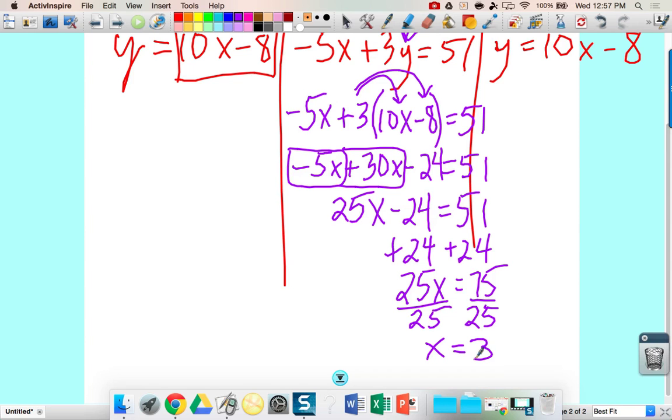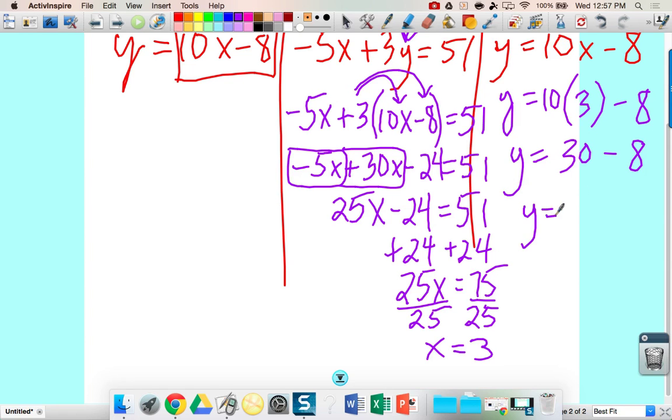What do I do with the 3? You can take the 3 and plug it into y equals 10x minus 8. So y equals 22. So the solution we are saying satisfies the system is (3, 22). And remember, you have to substitute that into both original equations to check it. I'm just not doing it at the very moment, but you have to do that.